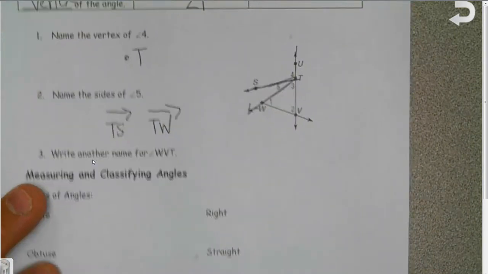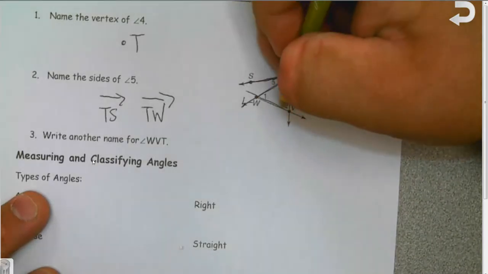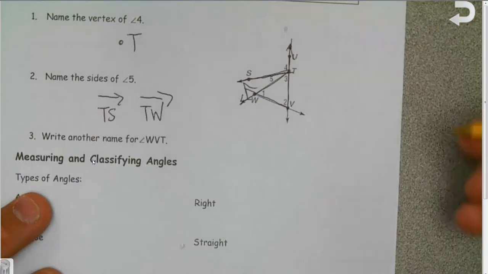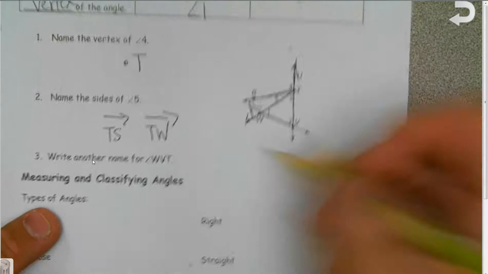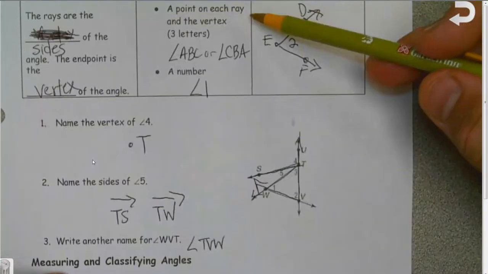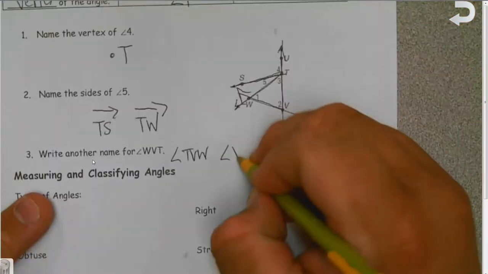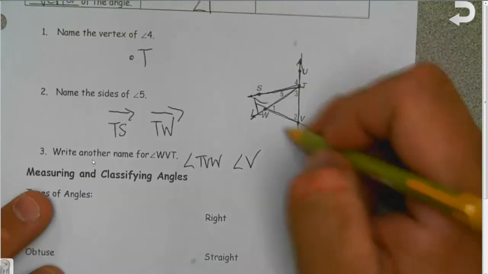And then it says write another name for angle WVT. Well, based on what we learned up here, I could flip the letters. So I could say angle TVW. I could just go by the vertex, angle V, or I could use the number, angle 2.